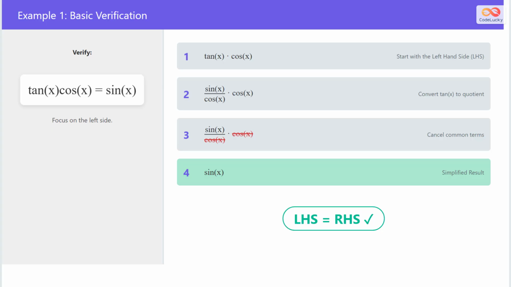Let's try a simple example. We want to verify that tangent x times cosine x equals sine x. We start with the left side because it is more complex. We rewrite tangent as sine over cosine. Now, we see that the cosines cancel out nicely, leaving us with just sine x. We have matched the right side, and the identity is verified.